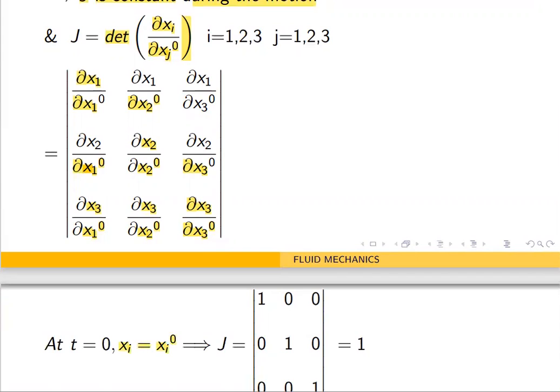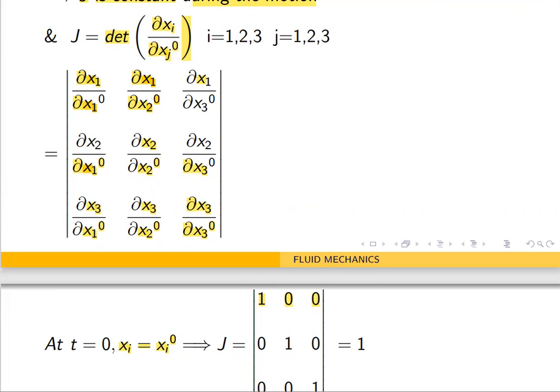Okay. Now, when t equal to 0, we know that xi equal to xi naught. Correct? So, when t equal to 0, put xi equal to xi naught. So this x1 will become x1 naught. Differentiation of x1 naught with respect to x1 naught is 1. Fine. Then dou x1 naught with respect to dou x2 naught is 0. x1 naught with respect to x3 naught is 0.